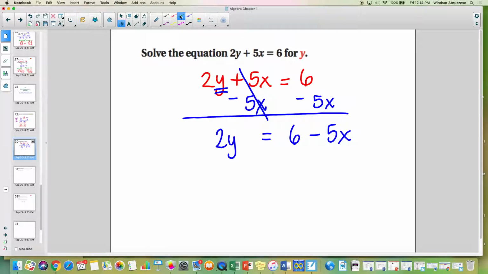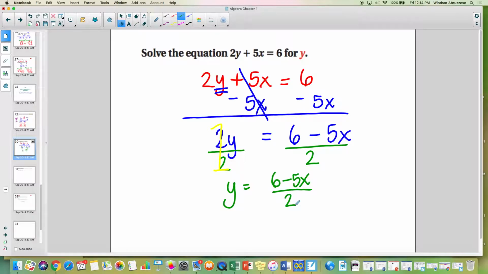Now I'm going to get rid of the 2, the coefficient, by doing division. Divide by 2 to make this a 1, which means I have to divide this whole side by 2. So I'm left with y equals 6 minus 5x, all divided by 2. Now, sometimes you can leave it just like this. You want to simplify it as much as you can.